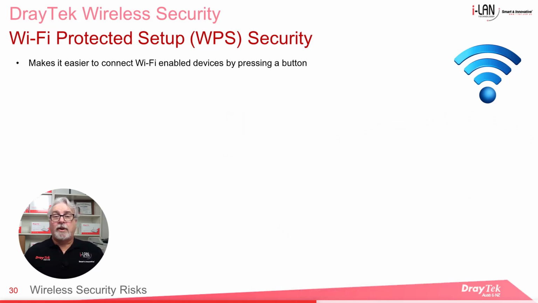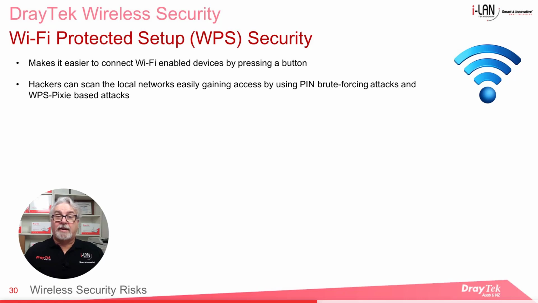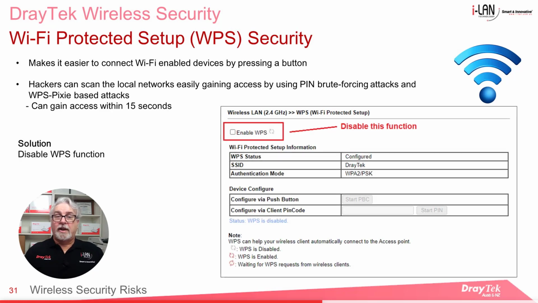However, WPS also makes it easier for hackers to gain access to the wireless network. They can use methods such as scanning the local network and use PIN brute forcing attacks and WPS pixie-based attacks to gain access in as little time as 15 seconds. The solution here is to disable the WPS function in your Wi-Fi router or access point. In DrayTek routers, it's as simple as deselecting the WPS option in the wireless LAN setting menu as shown here.